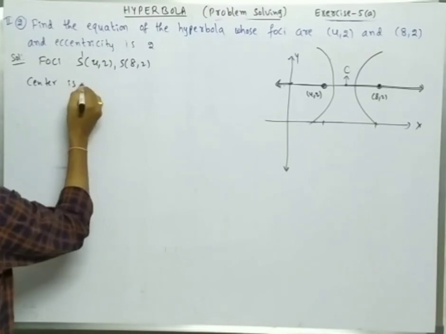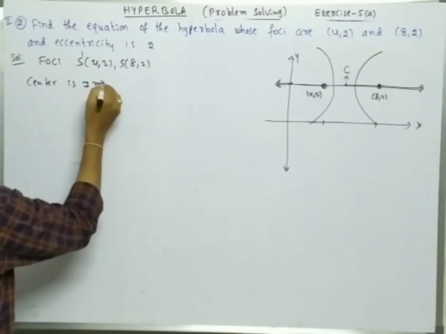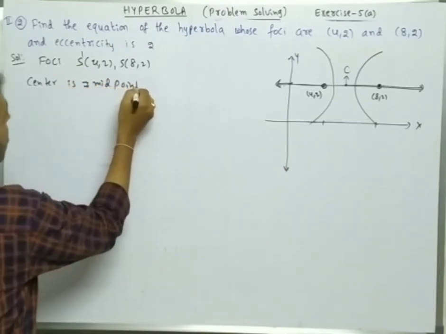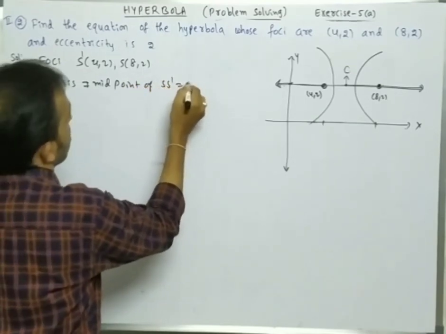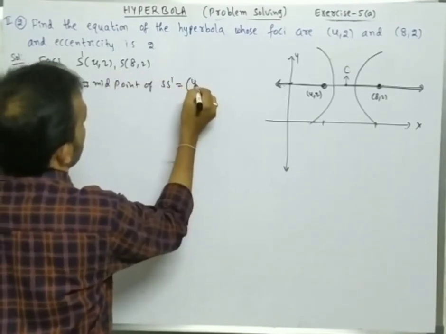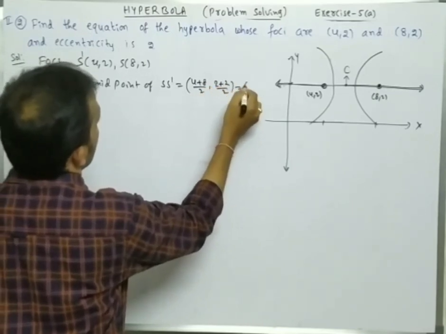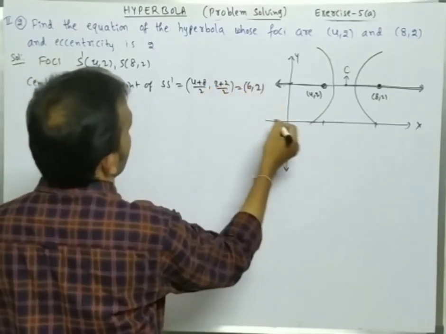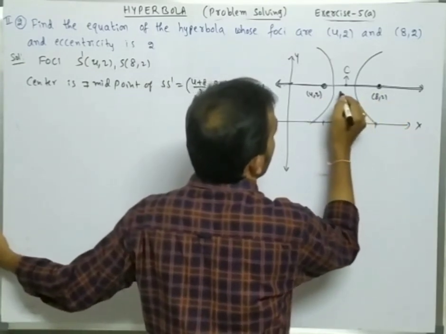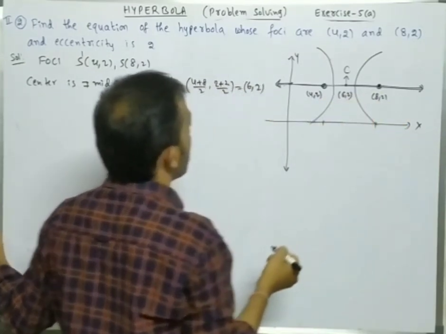Center is equal to the midpoint of S dash. Using the midpoint formula, that is (4 plus 8) by 2, (2 plus 2) by 2, that is 6 comma 2. So 6 comma 2 is the center.